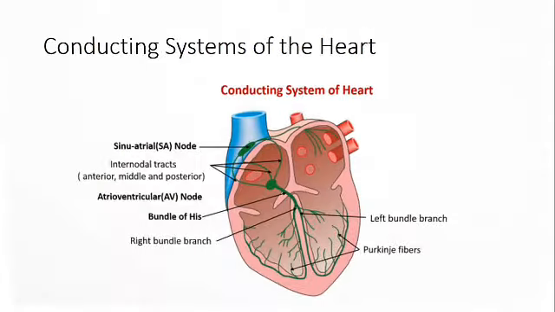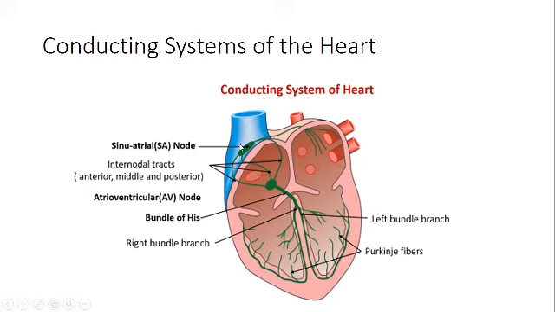The SA node, like we can see depicted on the diagram here, is a small mass of specialized cells in the walls of the right atrium, near the opening of the superior vena cava. It is spindle-shaped and is composed of a fibrous tissue matrix that has closely packed cells. The length is about 10 to 20 millimeters, and it's about 2 to 3 millimeters wide.